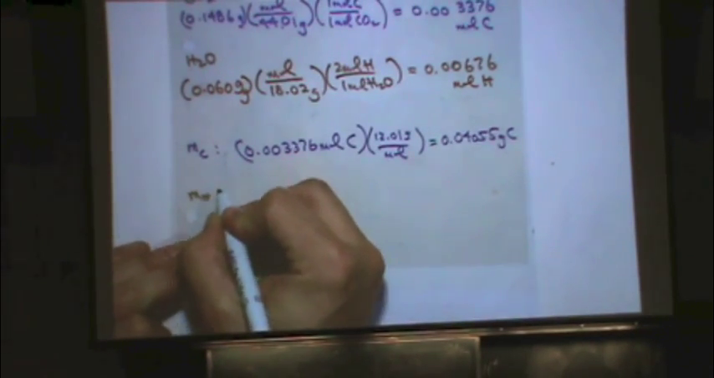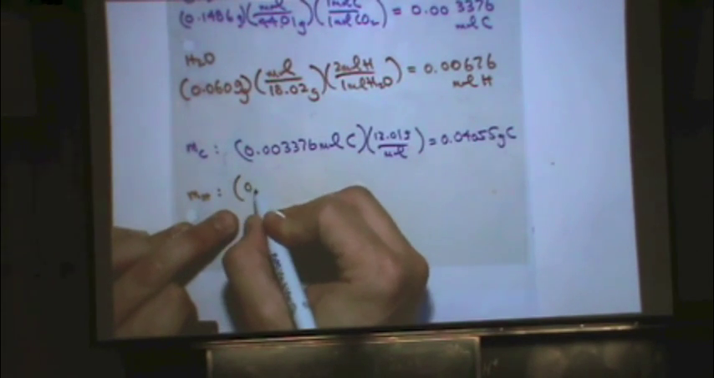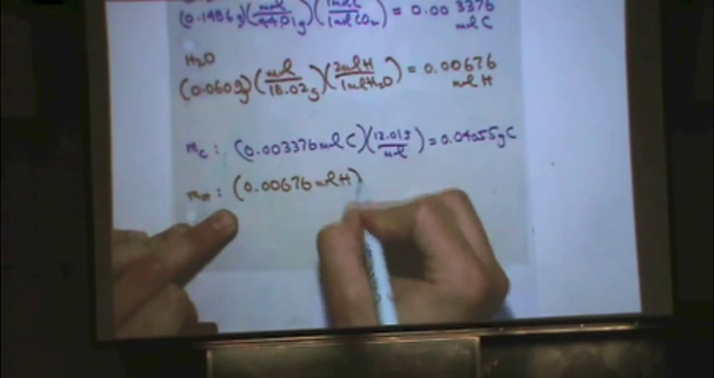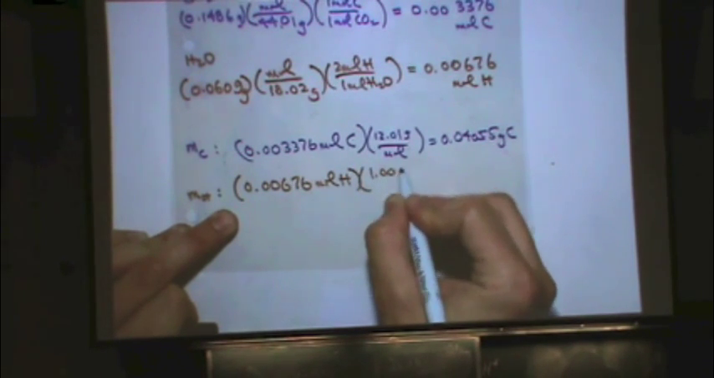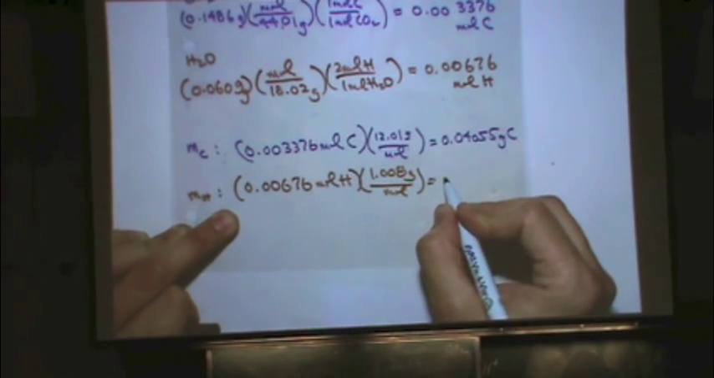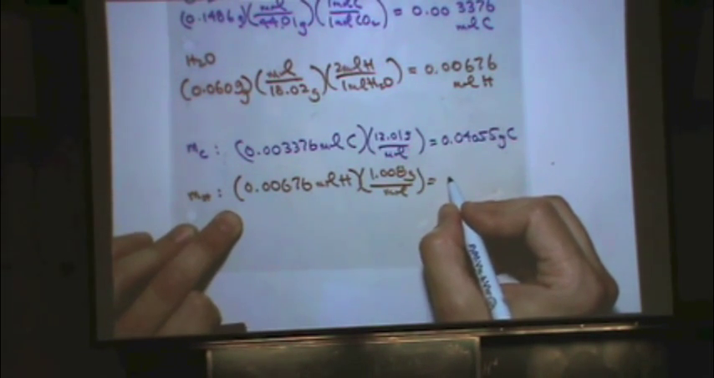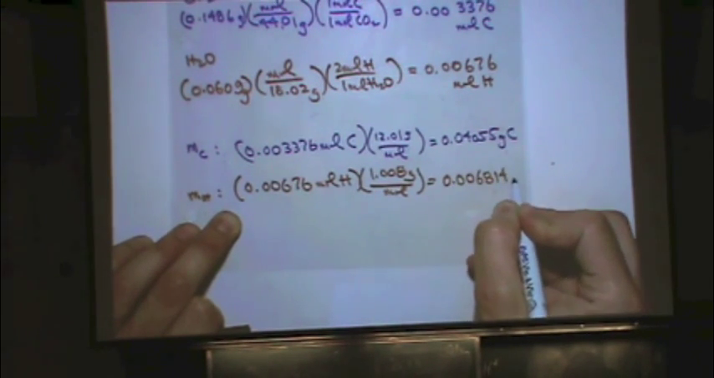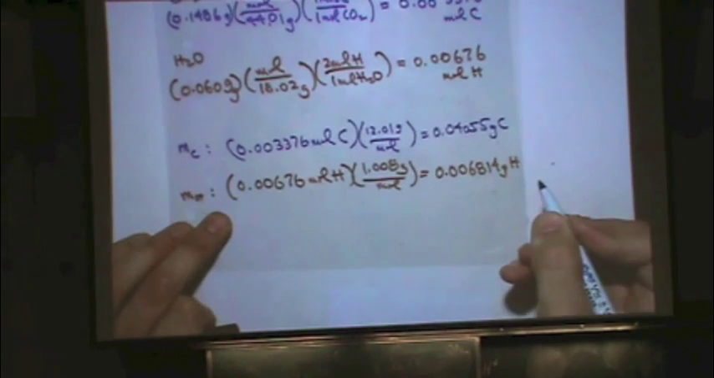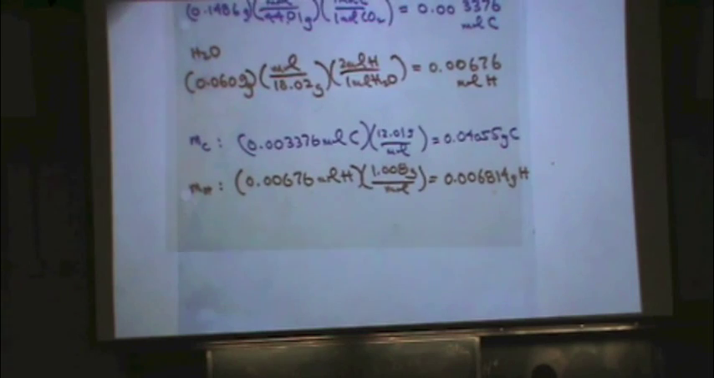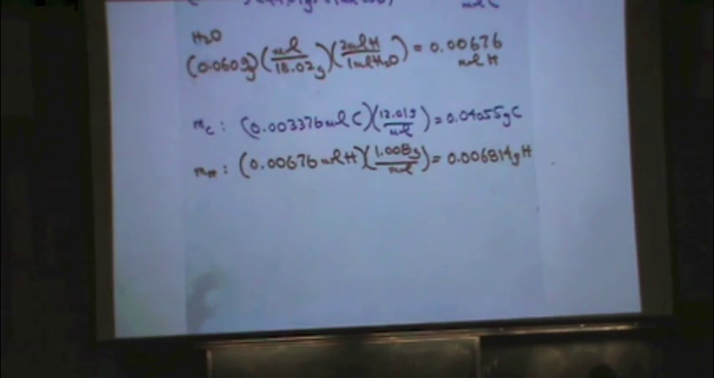Mass of hydrogen now is what I'm going to work on. I had 0.00676 moles of hydrogen, and it's 1.008 grams per mole from the periodic table. And that'll get me pretty much the same number, 0.006814 grams of hydrogen. Okay? So now I've got the mass of hydrogen of each.